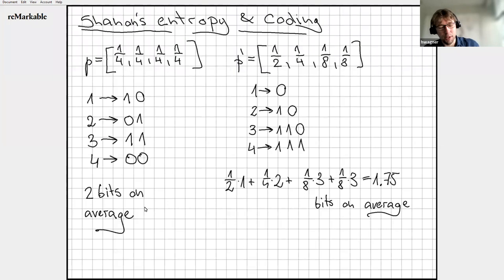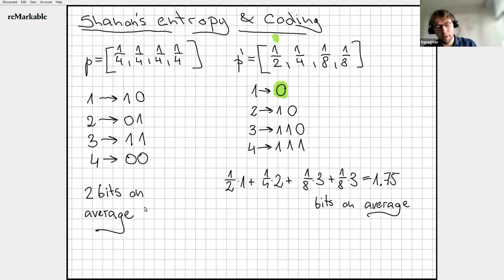Now for the biased die, we have events which are more probable and some of them are less probable. So the trick here is that we can exploit this, and in particular we can encode the more probable events with shorter codes and less probable ones with longer ones. In particular, one here has probability 1/2. So it really makes sense to assign it as short a code as possible. So in this case, one gets a 0.